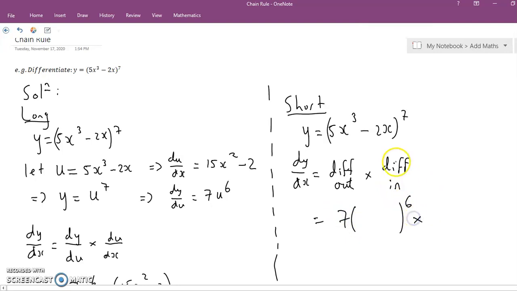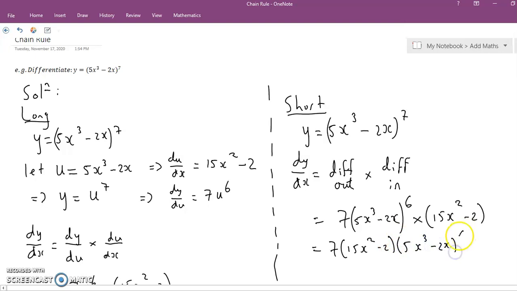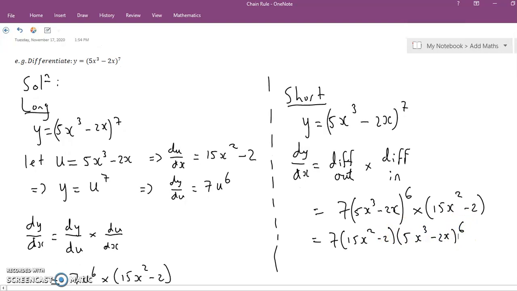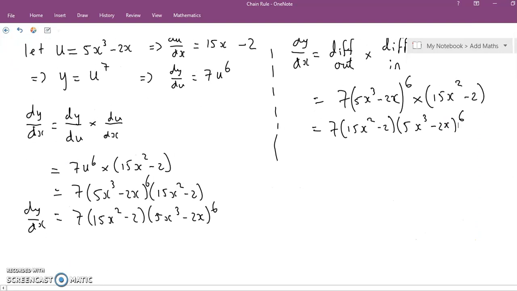You bring down the 7 and you reduce it by 1. And then you are multiplying that by the differential of the inner function now, which is 15x squared minus 2. And what is on the inside here is 5x cubed minus 2x. And that's it. You just bring this 7 into 15x squared minus 2 into 5x cubed minus 2x, all to the power of 6, which is the same answer as we have underneath there.